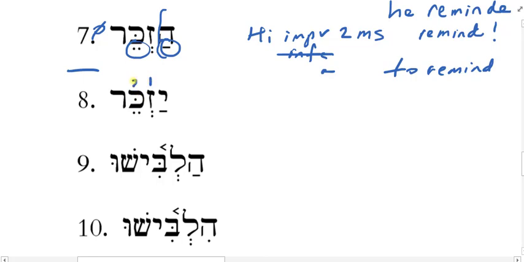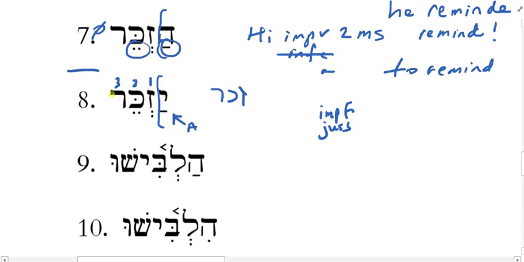Zachar. So that's Zayin, Kaf, Resh, right? And the yod prefix has what vowel class under it? That's A class. So what does that tell me about the parsing? It's not a perfect. It's an imperfect, possibly. If it's not an imperfect, it's a jussive. So I know those are my two possibilities here.